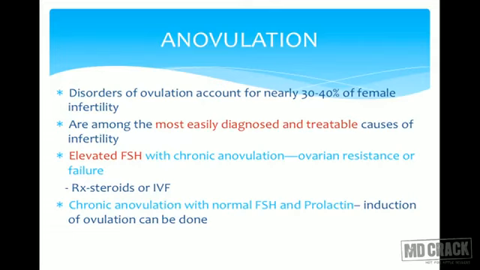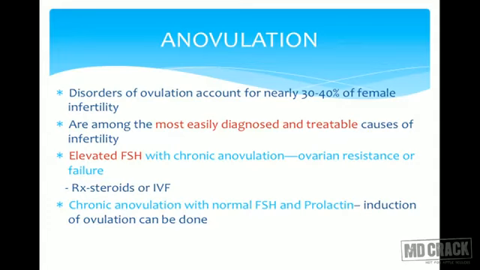These are, as we agree, very common, very easily diagnosed, treatable. But there are some types, like suppose we have a patient with anovulation where FSH levels are very high, elevated. That means there is no ovulation taking place and FSH is very high. That tells us that there is ovarian resistance. Ovaries are not ovulating. That's why pituitary is continuously sending FSH. FSH levels high, estrogen levels low, the ovaries are resistant or failed.